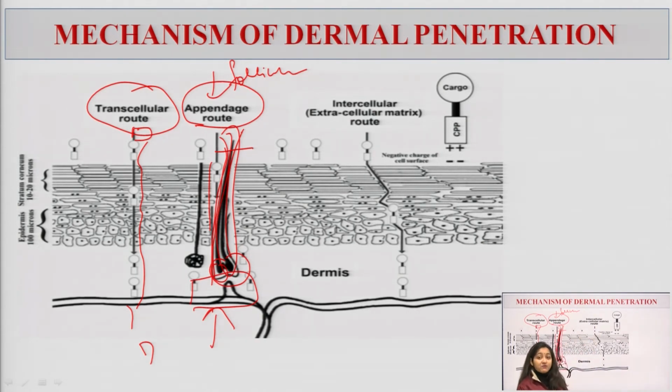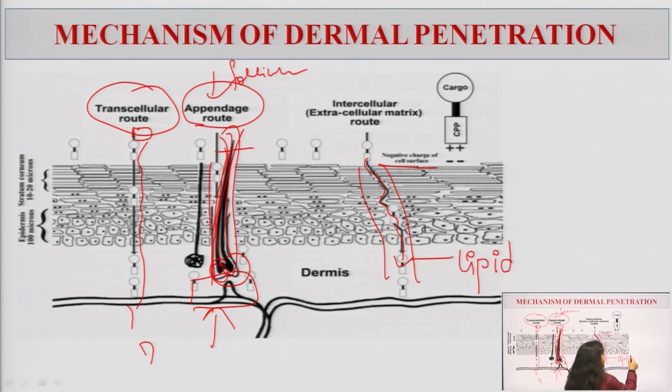In the same manner, we can see that there is an intercellular or extracellular matrix route. Just now I discussed in the previous slide that the intercellular or extracellular pathway is a lipid profile pathway. It helps lipophilic drugs pass easily through it. Due to the difference in the charges of the skin surface and the substances being applied, the ions may get diffused. This is the lipid profile pathway. It is entirely a lipid profile pathway.